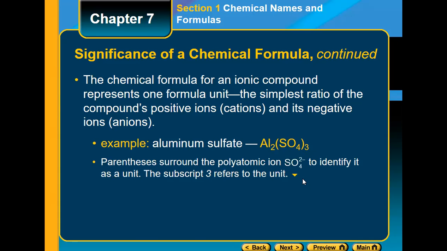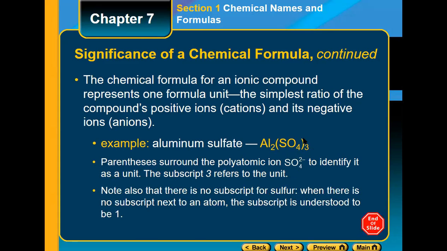So the formula represents the ratio. How? We see that parentheses surround the polyatomic ion, to identify it as a unit. Sorry, the brackets: they represent just one unit. We put them inside the brackets to show that subscript 3 belongs to the entire unit, not just oxygen or sulfur alone. And as we said, because there is no subscript under sulfur, it means there is a number 1, but of course the number 1 is not written.